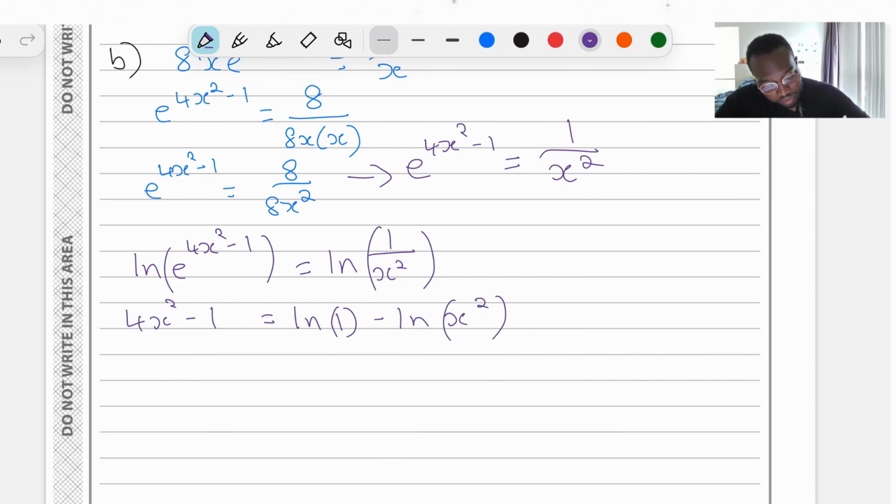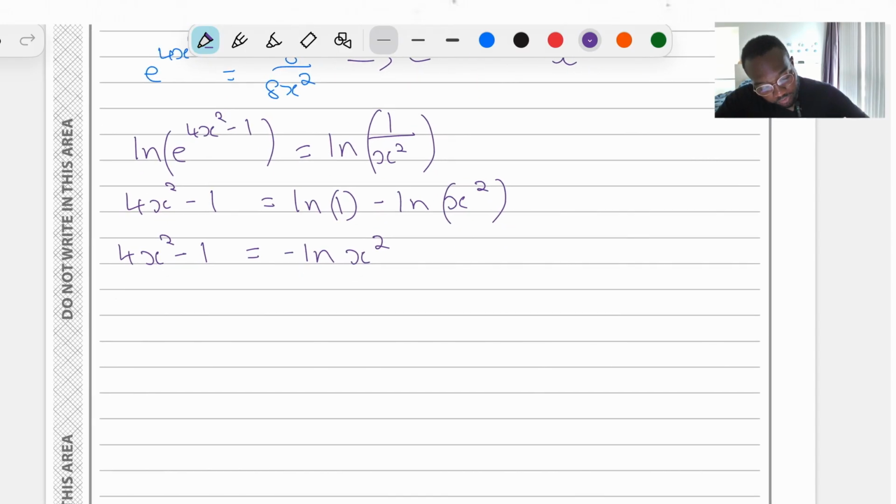And if we do that, we'll end up with 4x squared minus 1. Now, ln 1 is 0, so we get rid of the 0. We're left with ln x squared. And then another log rule here, we have 4x squared minus 1. And we can bring that 2 down to the front using log rules. So that would equal a minus 2 ln x, okay?